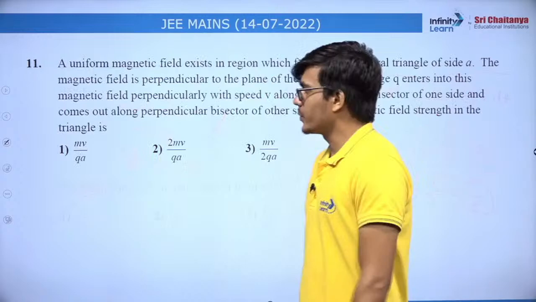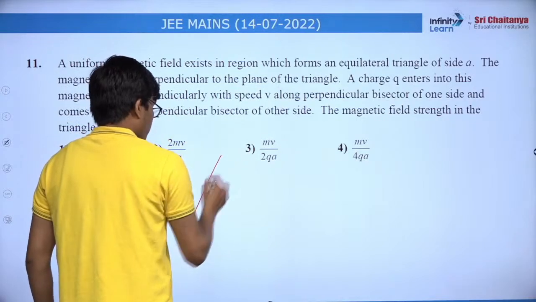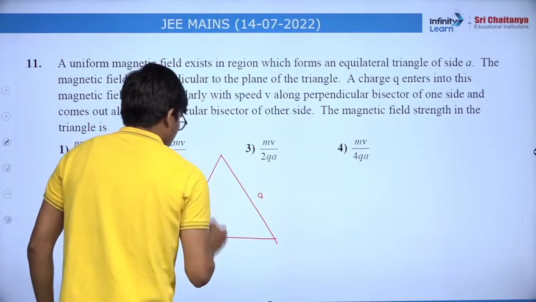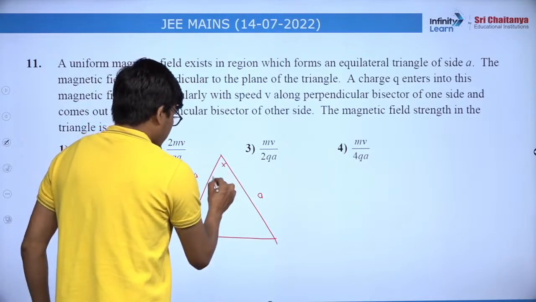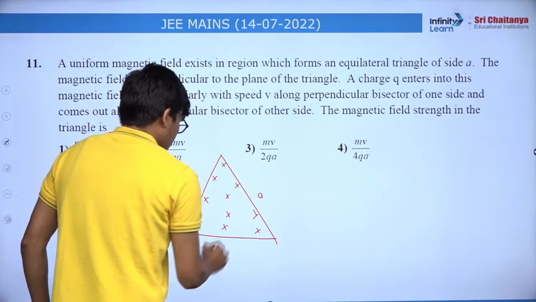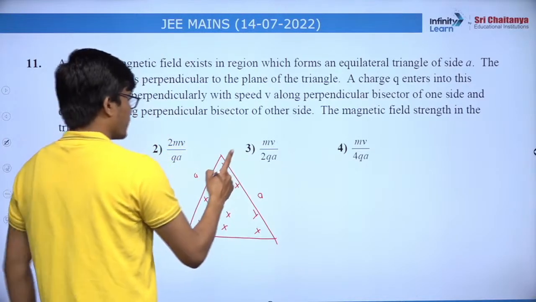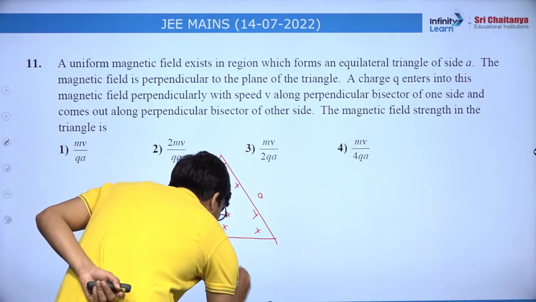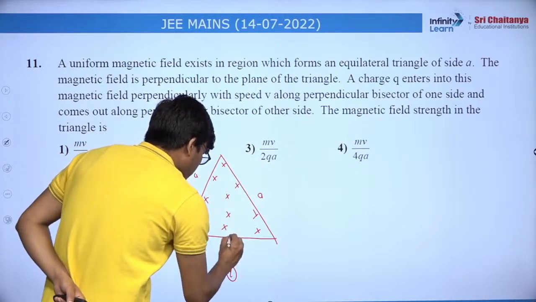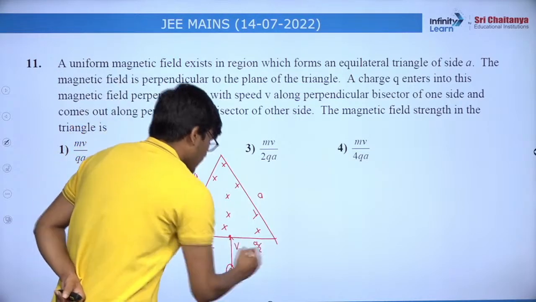Moving ahead. This is a very beautiful and beautifully designed question. Let me explain what the question is. You have an equilateral triangle of side A, and there is a magnetic field inside this triangle. You have to find the magnetic field, and there is a charged particle Q which is entering this magnetic field perpendicularly from the perpendicular bisector, A by 2, like this. So if the side is A, this will be A by 2.